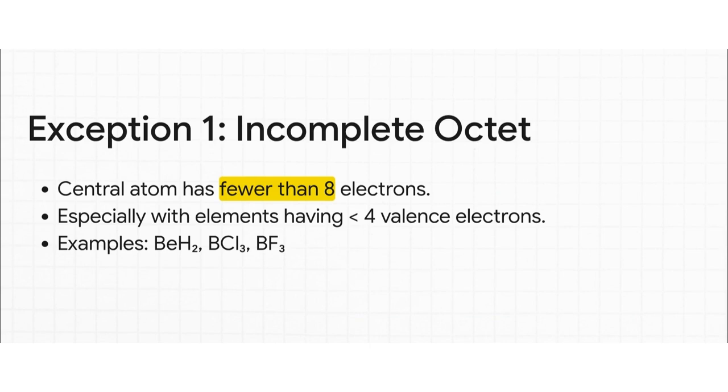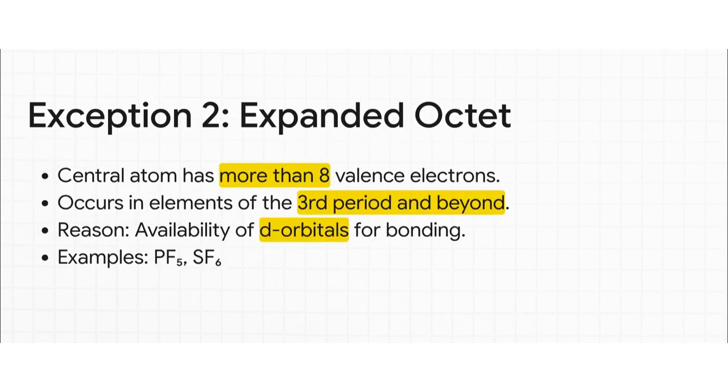The first exception, the incomplete octet. In some molecules, the central atom has less than 8 electrons. For example, in BF3, boron only has 6 valence electrons, and in BeH2, beryllium only has 4. And yet, these molecules exist, and they are stable. The second case is the expanded octet. Here, the central atom has more than 8 electrons. Like in PCl5, phosphorus has 10 valence electrons, and in SF6, sulfur has 12.